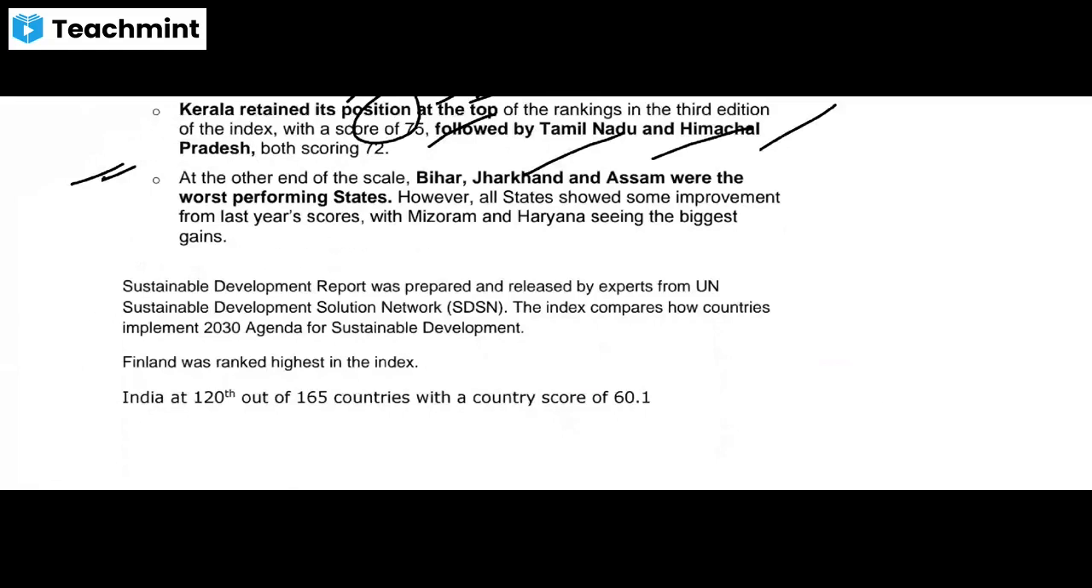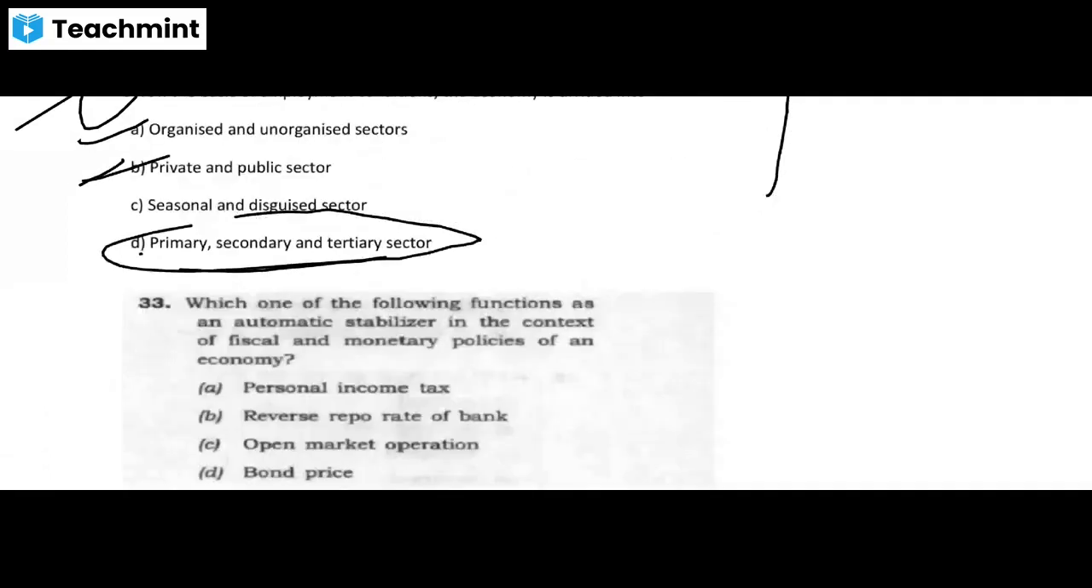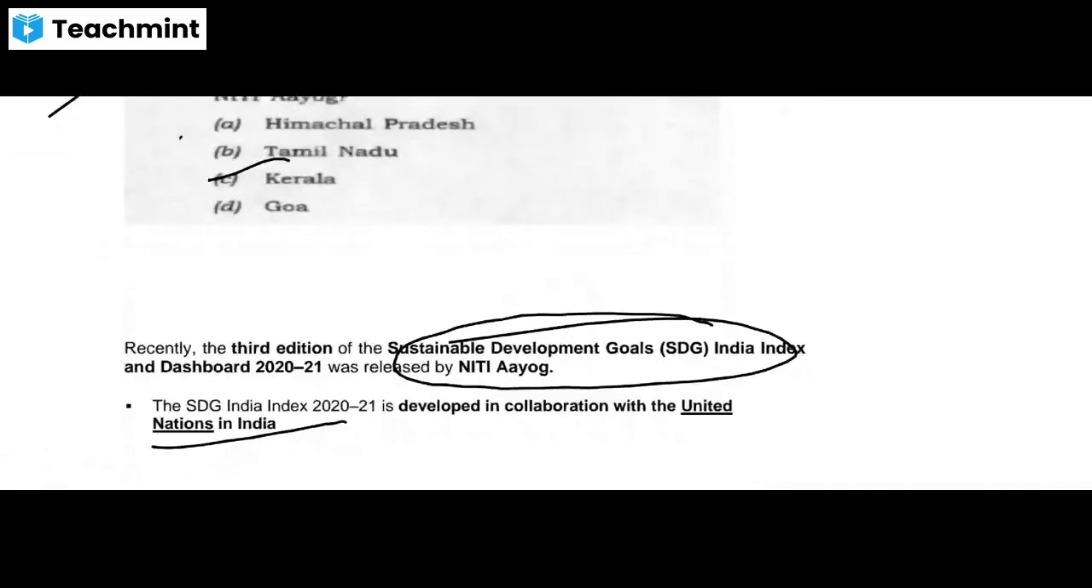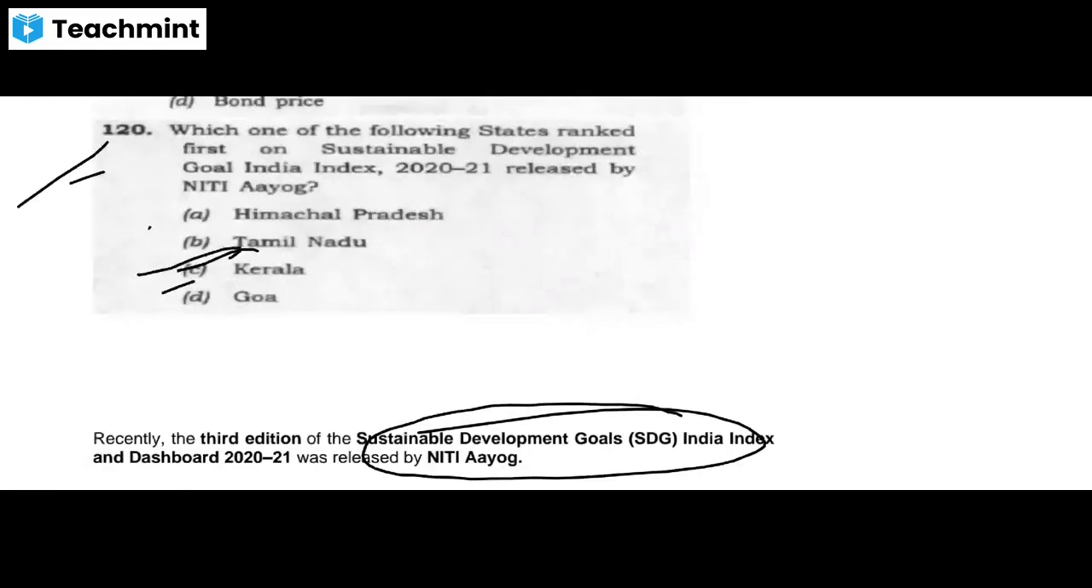Accordingly, at the global level, the SDG index is provided by SDSN, that is Sustainable Development Solutions Network. According to this, Finland was ranked highest in the index, and India secured 120th out of 165 countries with a score of 60.1. So the correct answer would be option C, that is Kerala.